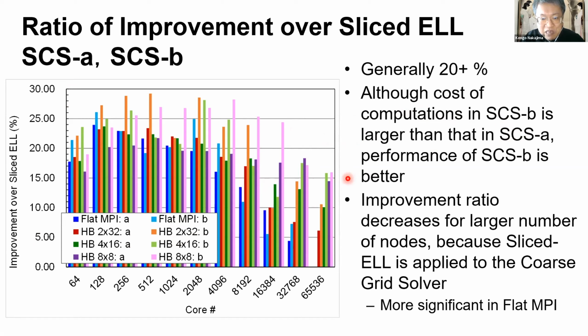The improvement ratio decreases for a larger number of nodes because the sliced ELL is applied to the coarse grid solver. So it's more than significant in flat MPI. You can see this improvement ratio is decreasing according to the larger number of nodes.